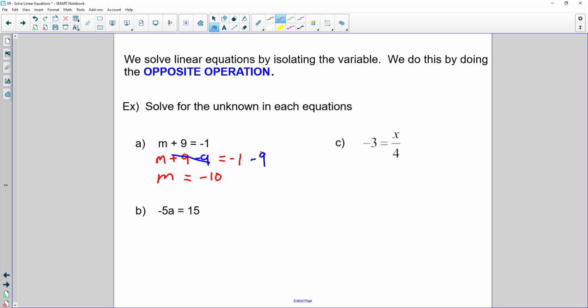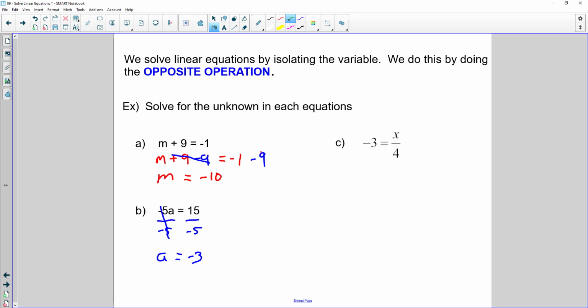For b, negative 5a is equal to 15. So again, we want to do the opposite operation. What is stopping a from being alone? It's the negative 5. And negative 5 is the coefficient. We're multiplying by negative 5. So the opposite is I'm going to divide both sides by negative 5. So negative 5s are going to cancel. I'm left with just a. And I have 15 divided by negative 5, which is negative 3.